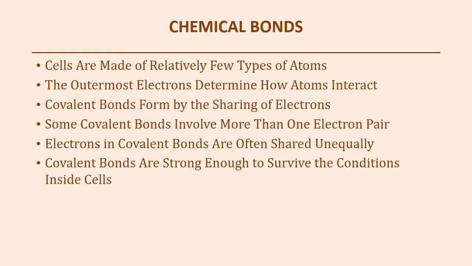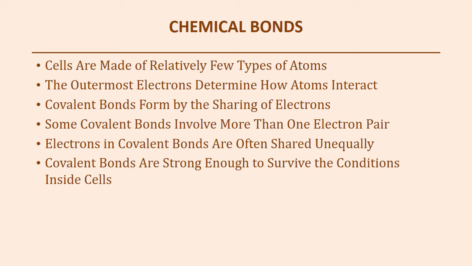And speaking of bonds, we're going to take a look at what the covalent bond is, which basically means that you have atoms that like to share their electrons, and they can share in one pair or multiple pairs. We'll also talk about how they don't have to share equally. One atom can have a stronger pull for the electron than the other. And then we're also going to take a look at how the covalent bonds are strong enough to survive the conditions inside the cell. That was me reading right off the PowerPoint slide for our last sentence.